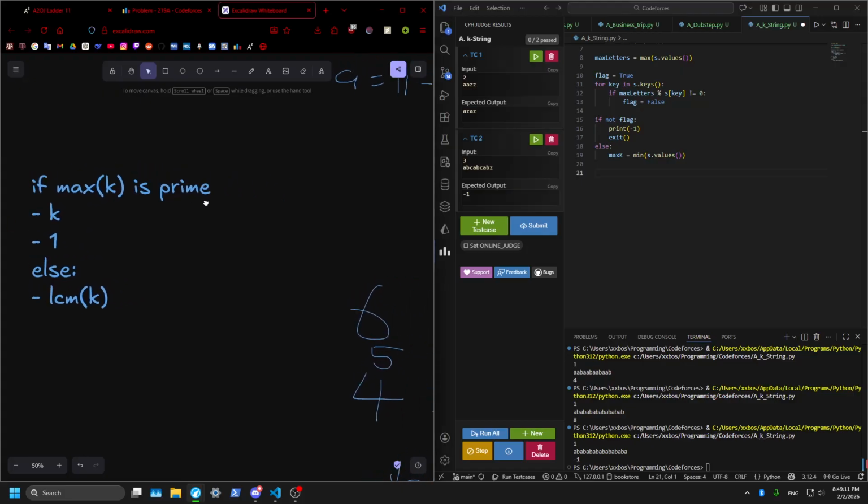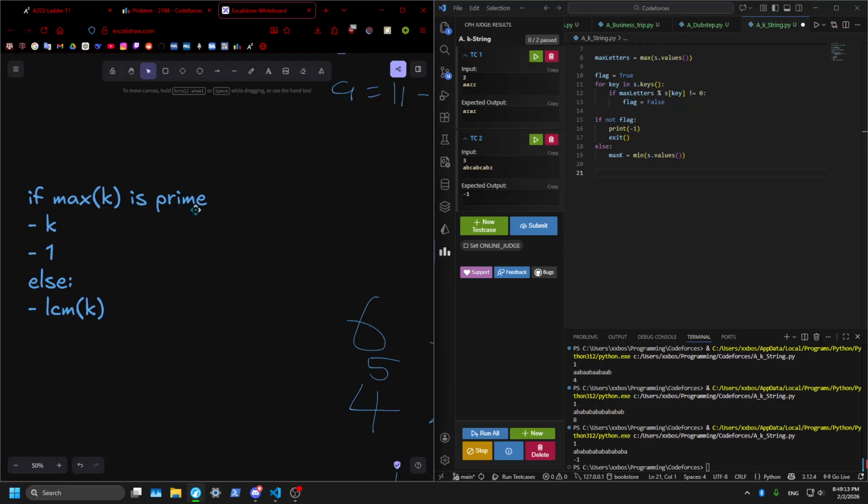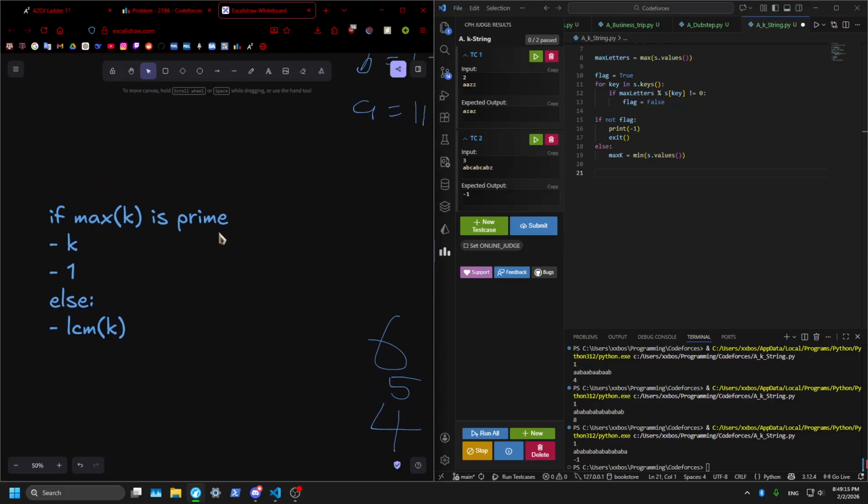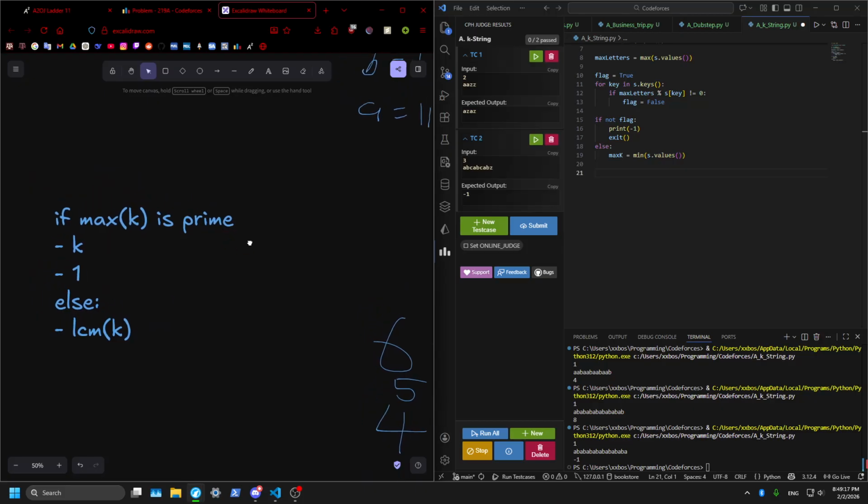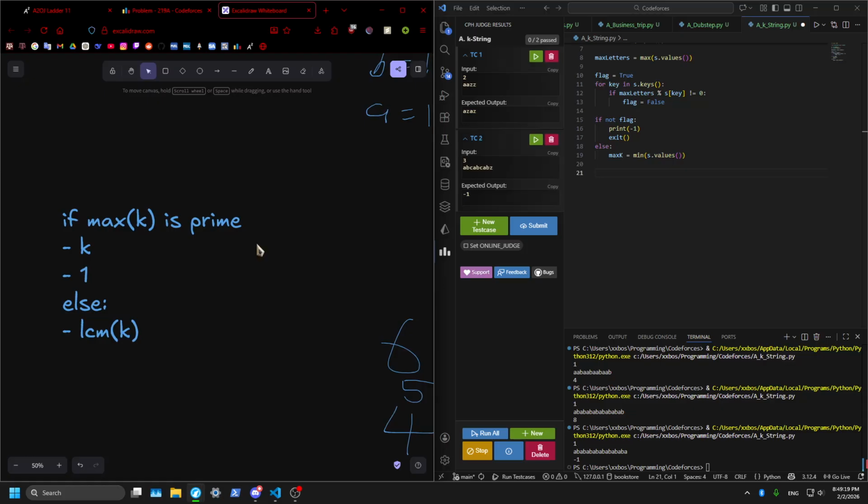Well, this problem has three parts. Find out if it's possible. If it is possible, there's two parts. If it is possible, output a thing. But the first part is like a sub-problem.